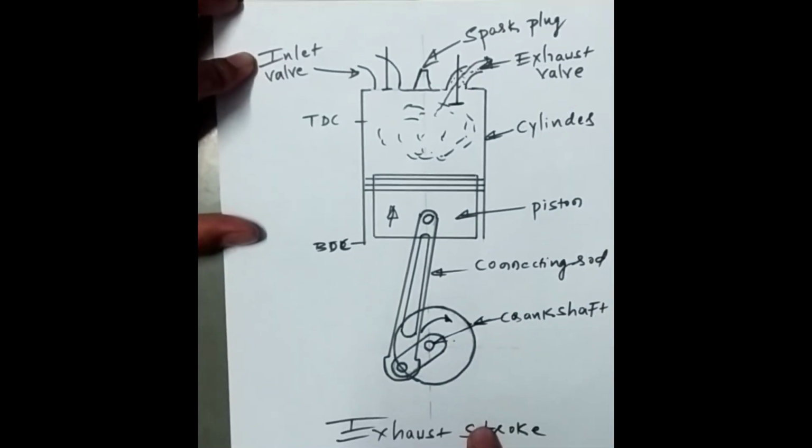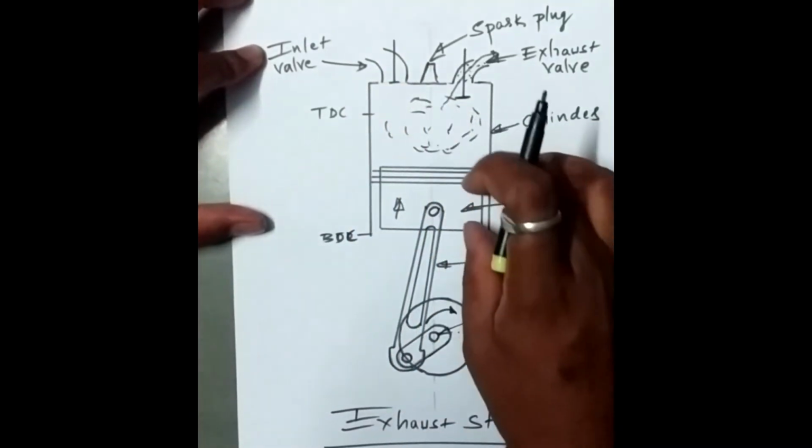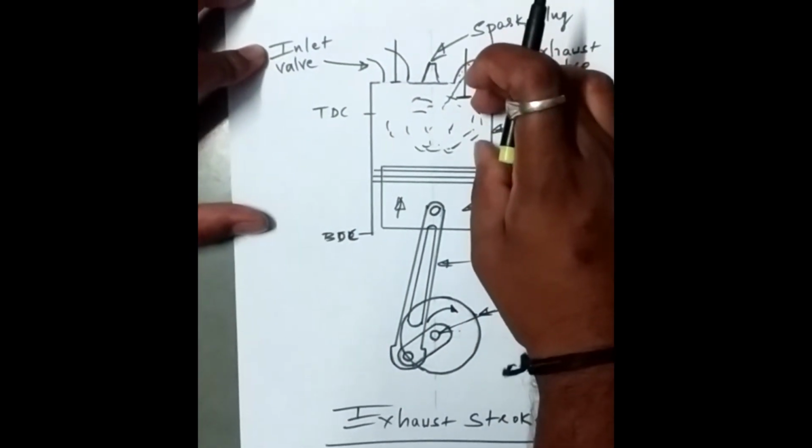At the end of the exhaust stroke, the exhaust valve closes, the inlet valve opens up, and the piston is at TDC now. This is about the exhaust stroke.